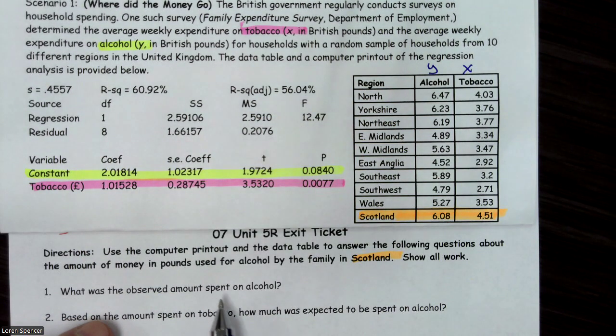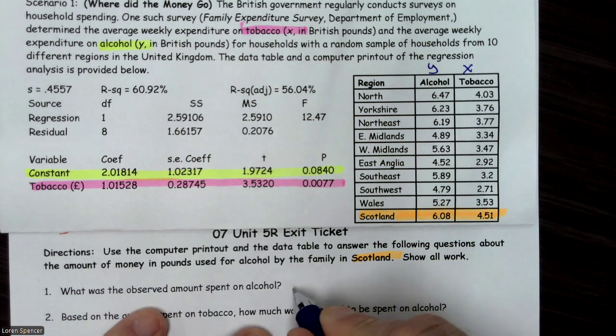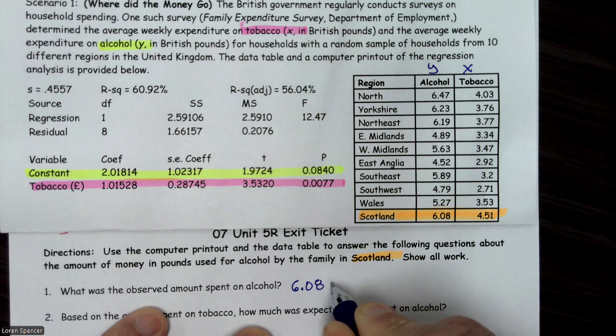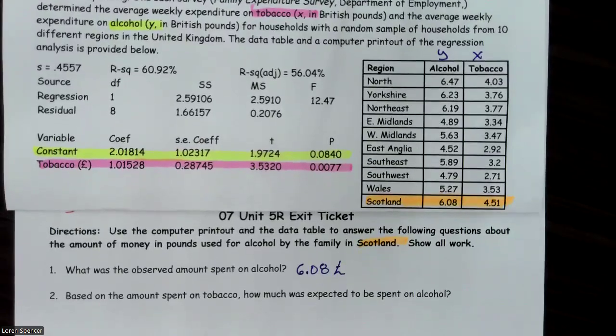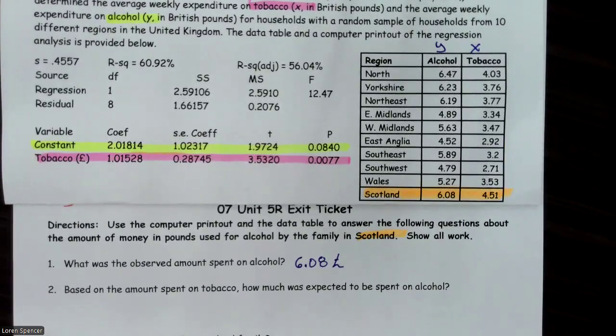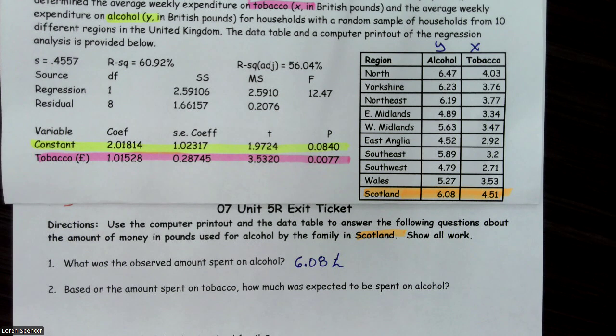What was the observed amount on alcohol? The observed amount was 6.08. And I don't know how to make that crazy L for pounds, but there it is. All right. So pounds. Based on the amount spent on tobacco, how much was expected to be spent on alcohol?